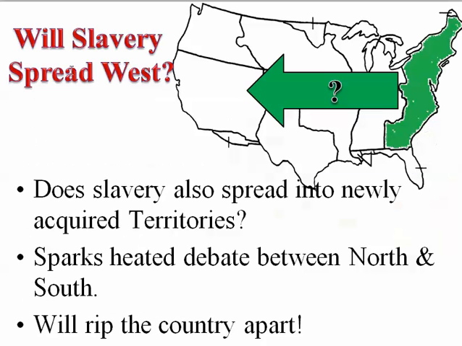Alright, so it opens up this big question. Will slavery spread west in this Louisiana Territory again? And does slavery also spread into newly acquired territories, as we talked about before? And this idea is going to cause north-south tensions, north-south divisions, sectionalism, and it's going to eventually rip us apart and cause a civil war.